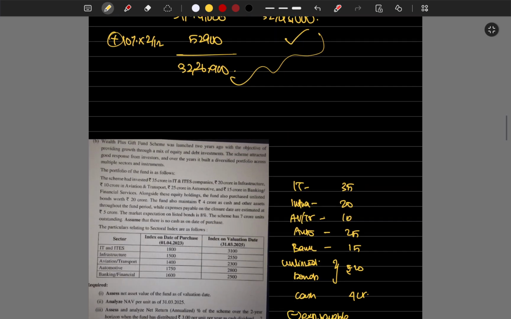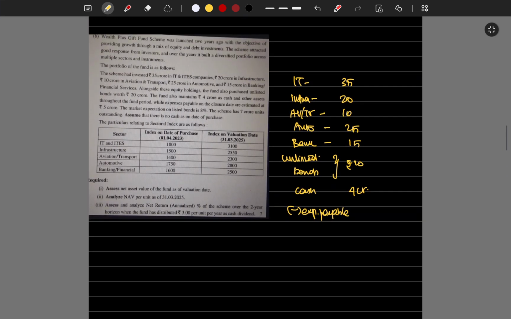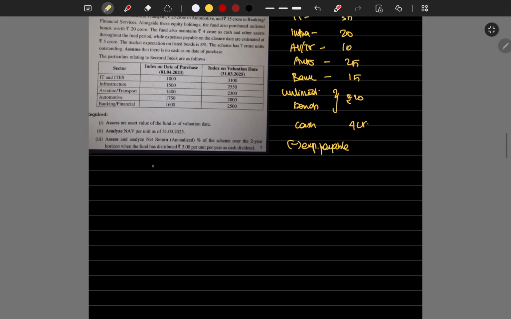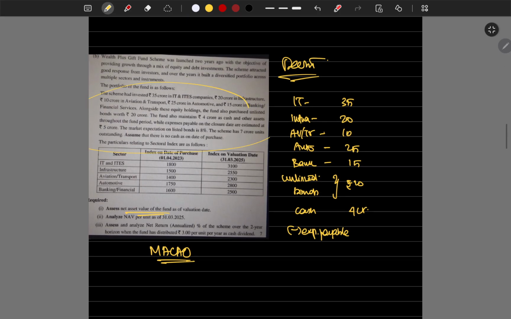Okay, then we'll go to the next problem. The next problem is the December 25 problem. Let's quickly solve this problem. Very simple problem. When it comes to NAV calculation, we have to use MACAO. Now what they have asked us to find out is net asset value. They have given all the investments in the portfolio, and also they have given the unlisted bonds value, cash at the year end, and the expenses payable, which is 5 crore.